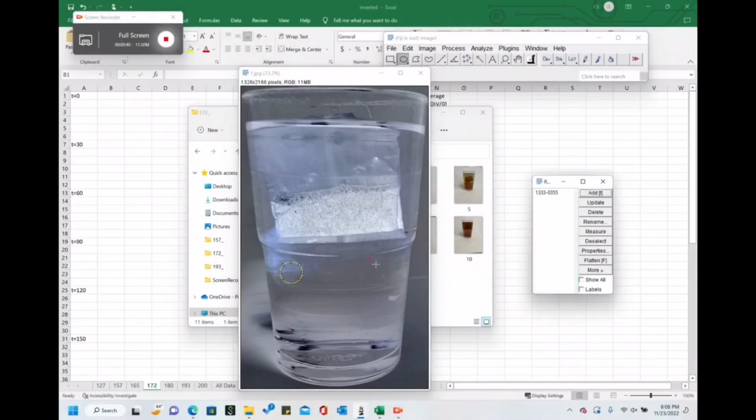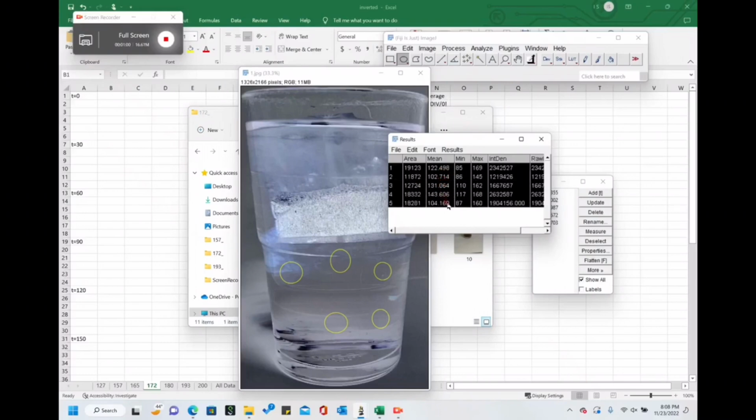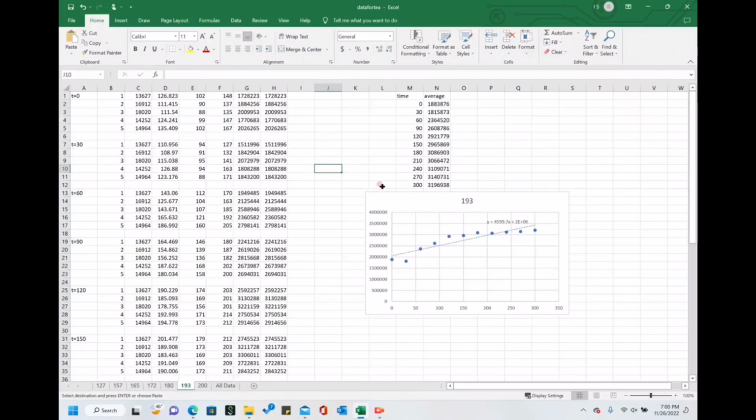On ImageJ, a circle was drawn at 5 points on each picture to measure the integrated density. This was repeated for all 11 pictures for all 7 temperature trials. Finally, these points were pasted into our Excel sheet and the average was taken of all 5 points. This process was repeated for all 11 pictures for each of the 7 trials.